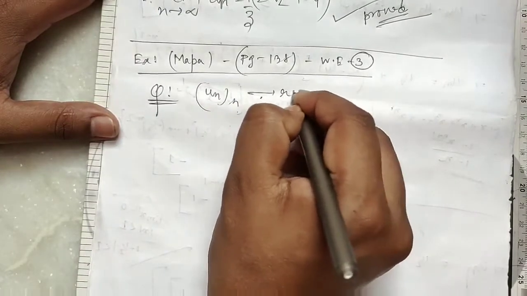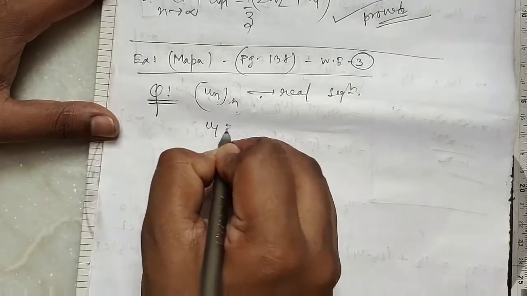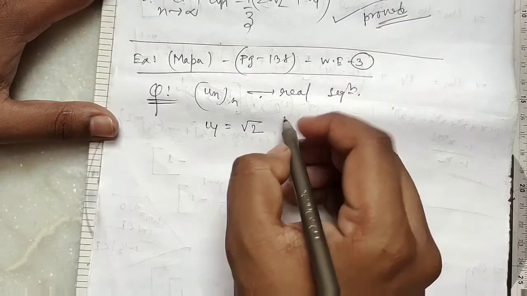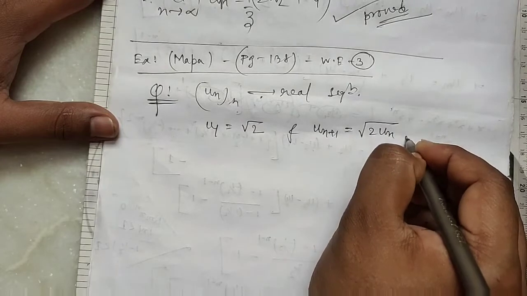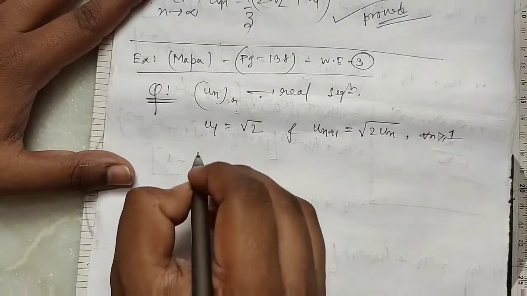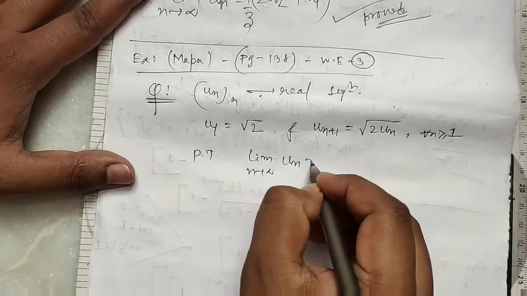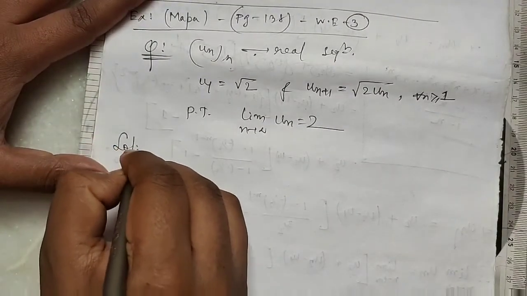Let un be a real sequence defined by u1 equal to root 2 and un plus 1 equal to root over of 2un for all n greater than or equal to 1. Okay, prove that limit n tends to infinity un equals 2. Okay, this is our problem.